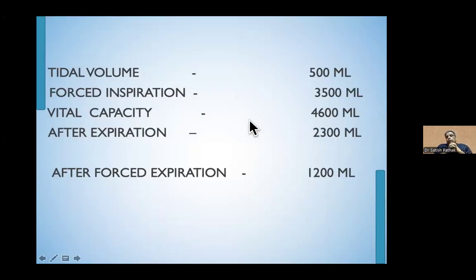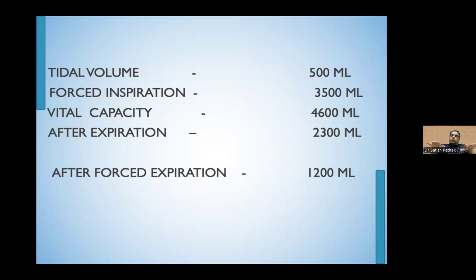Now this is a little more important. You are sitting normally. How much air are you breathing in? 500 ml air in and 500 ml air out. Suppose you breathe in heavily, you can breathe in 3500 ml air. Suppose you breathe in heavily and breathe out heavily, you can breathe out 4600 ml air. So that is called the vital capacity.